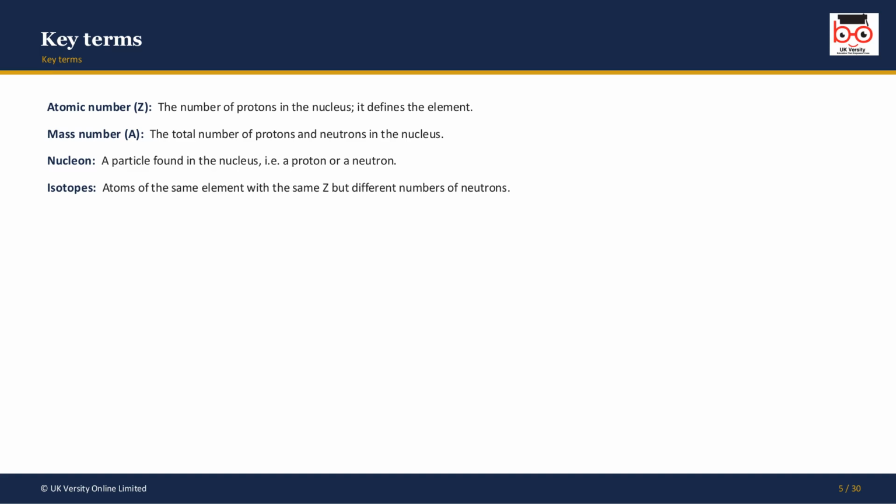The atomic number, given the symbol Z, is simply the number of protons in the nucleus, and it's what defines the element. The mass number, symbol A, is the total count of protons and neutrons together. Any particle in the nucleus, proton or neutron, is a nucleon, and isotopes are atoms of the same element, so the same Z, but with different numbers of neutrons.